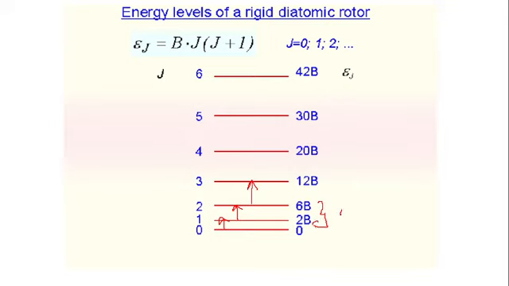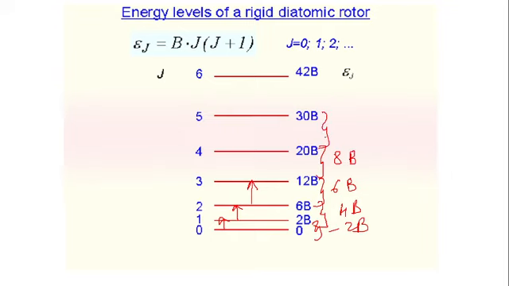Then, taking the energy difference between these, we get the value of 2B. From this energy difference we get the value 4B. From the difference 6B to 12B, this difference is 6B. Then from this to this we get the value of 8B.